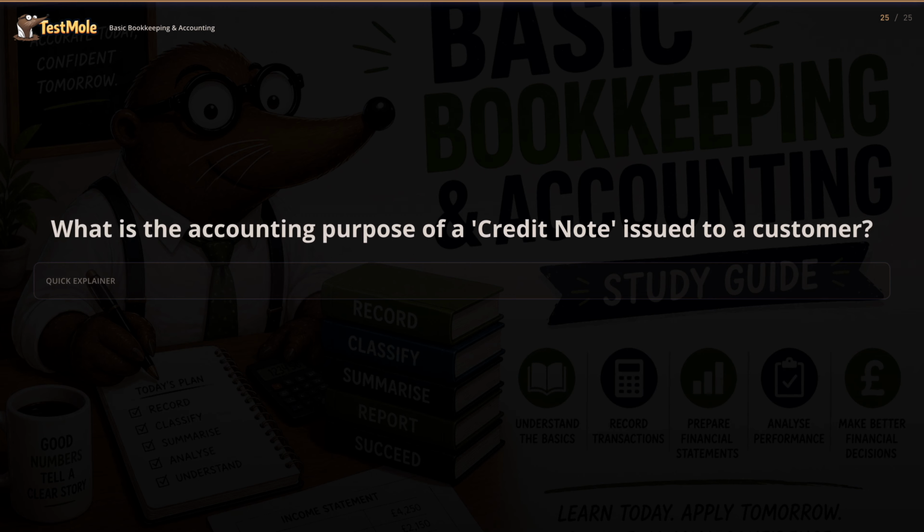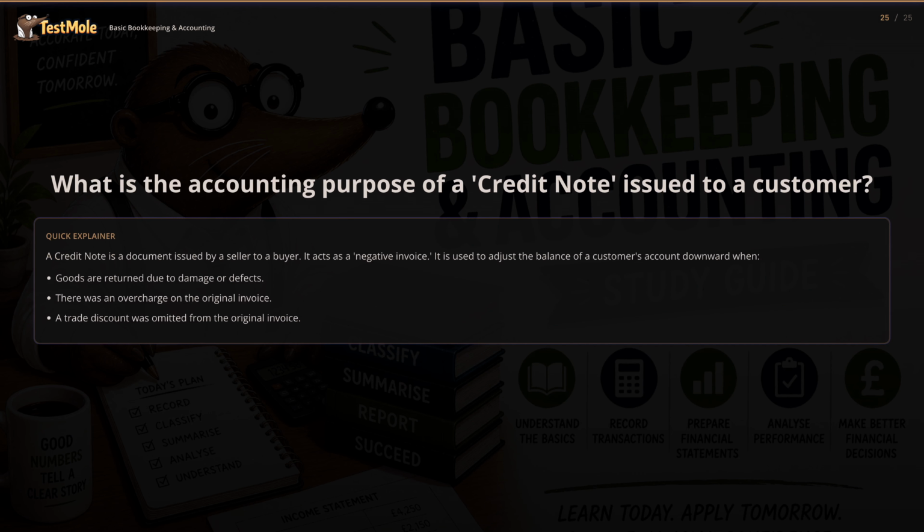What is the accounting purpose of a credit note issued to a customer? A credit note is a document issued by a seller to a buyer. It acts as a negative invoice. It is used to adjust the balance of a customer's account downward when goods are returned due to damage or defects, there was an overcharge on the original invoice, or a trade discount was omitted from the original invoice.